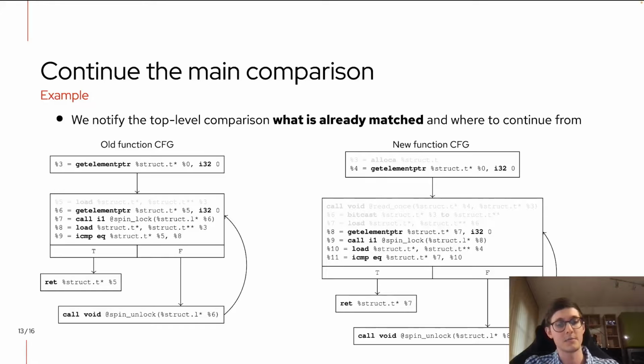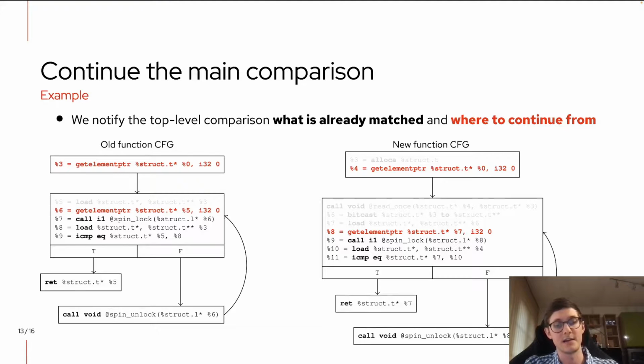However, the algorithm also needs to know where to continue from. And we know that this can be a bit more complicated since a pattern may skip some unrelated instructions, for example, allocas and so on. For example, in this case, we can see that the pattern matched the alloca instruction here, but then skipped the first get element pointer instructions.